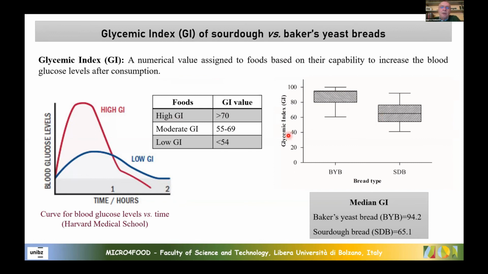wheat flour from high to moderate, and by integrating the sourdough fermentation with a low percentage of fiber, you can get products having a low glycemic index. So the sourdough fermentation and the use of fibers or whole grains is the basis, the foundation, to get a low glycemic index also for these products.